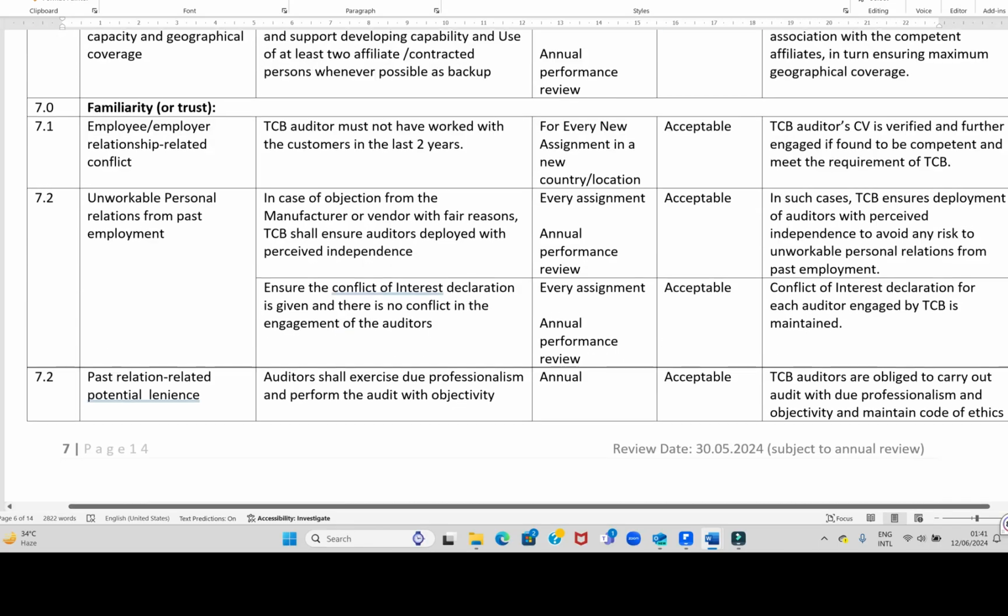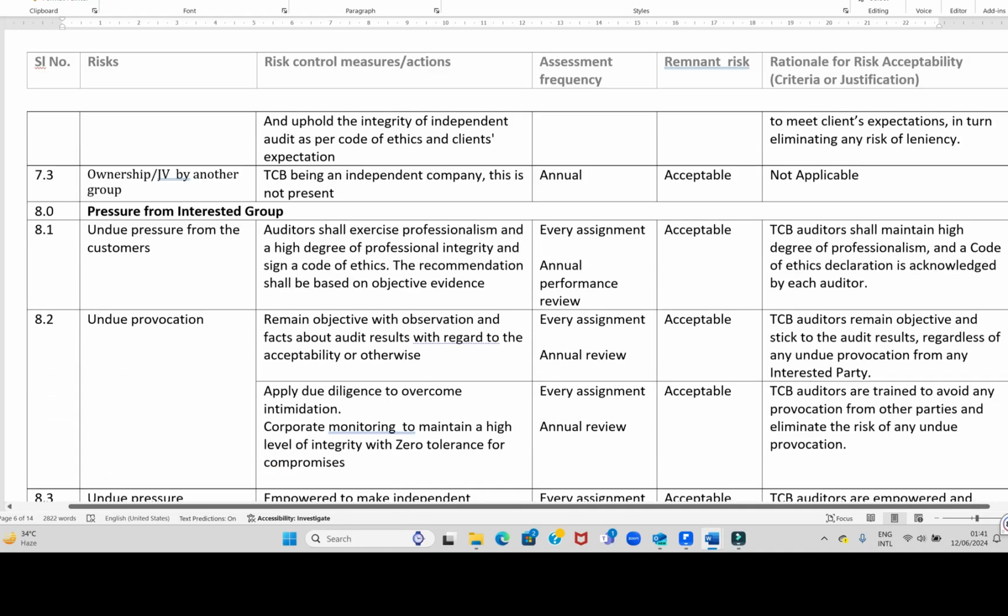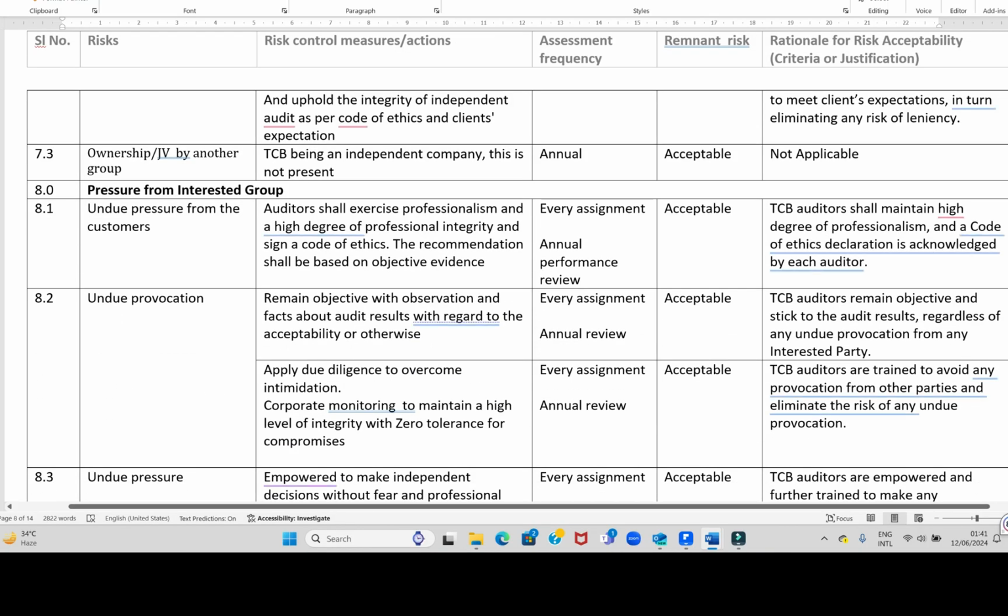So this is another risk. Familiarity we have talked about. Then there is pressure from interested groups. Somebody is pressurizing, saying, sir, we need the certification, without the certification we'll miss a big contract. So there can be some kind of undue provocation and pressure. We'll have to have processes and the ability to withstand this kind of pressure and overcome it.